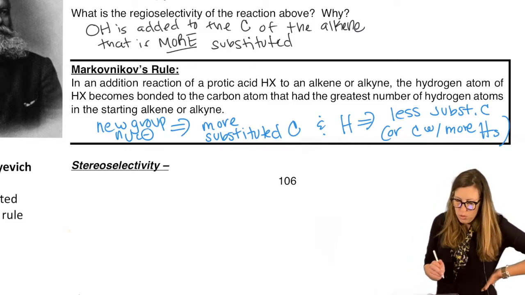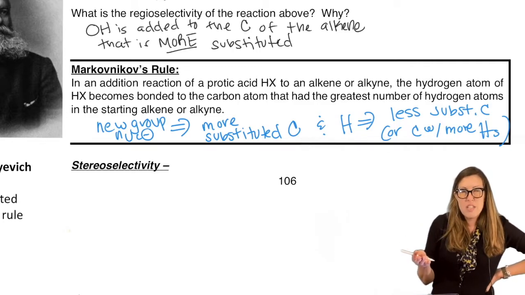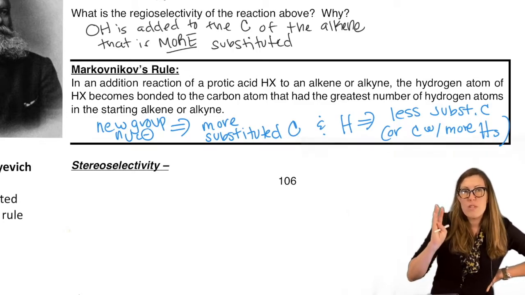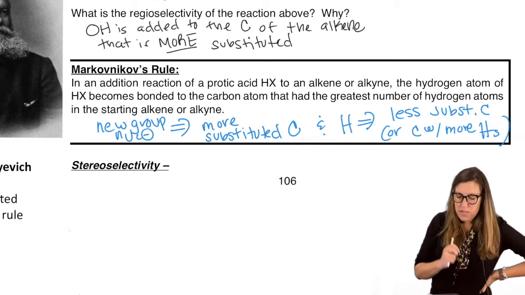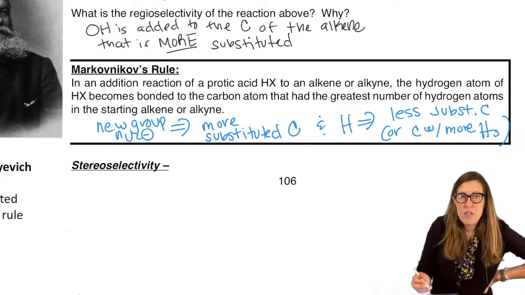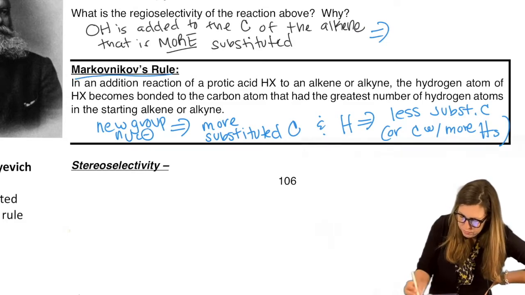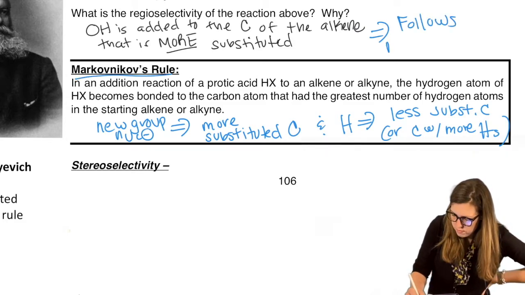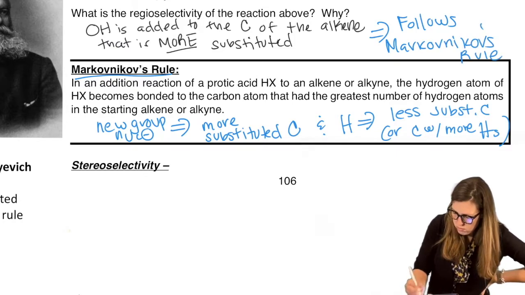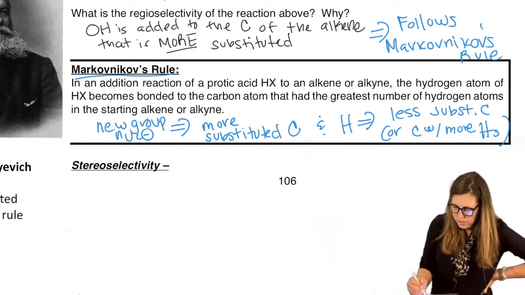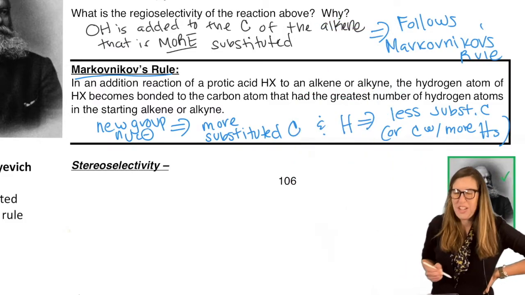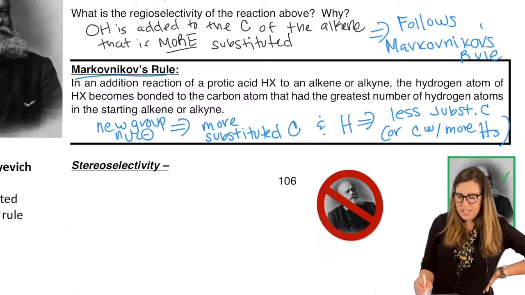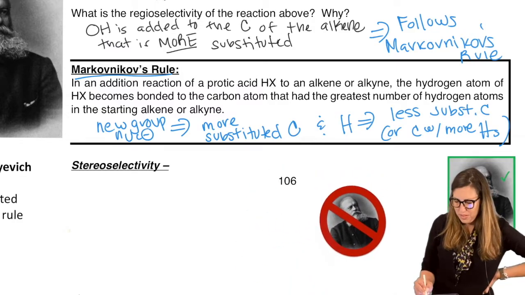All right, so we will be classifying reactions and their regioselectivity. If we say, what's the regioselectivity? We might, instead of saying this big long phrase, well, the OH is added to the C of the alkene that is more substituted, say it follows Markovnikov's rule, right? Okay, so it's Markovnikov selectivity. If it does not follow Markovnikov's rule, we will occasionally say it's anti-Markovnikov, but we're not there yet, okay?